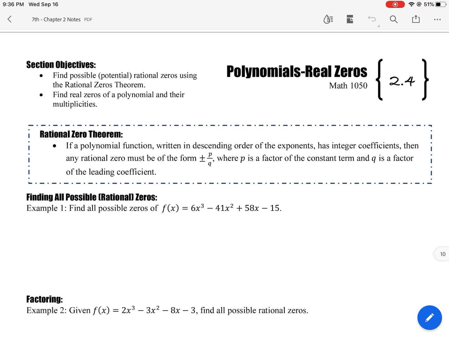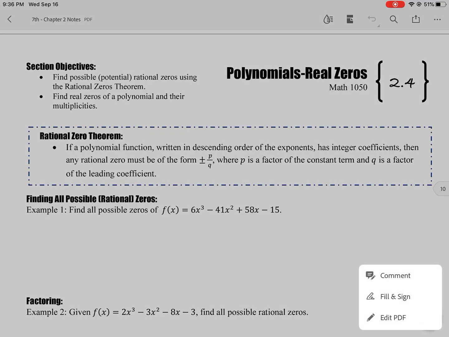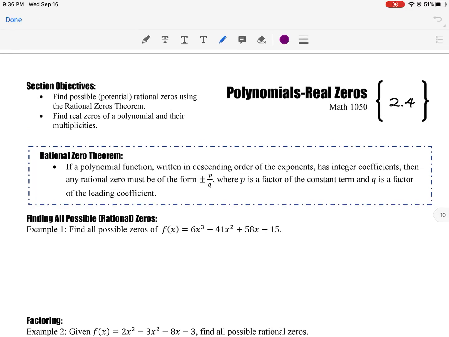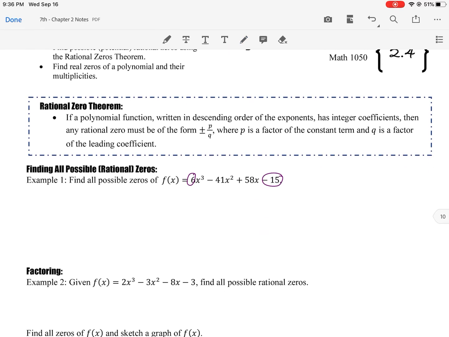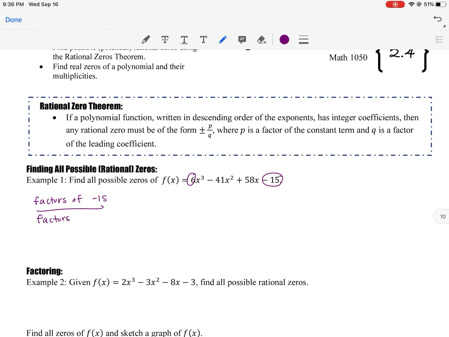So if we look at example 1, we're finding all the possible zeros of this polynomial. Our leading term is the first 6x cubed, so the 6, and our constant is the negative 15. In this case, the constant comes on top. So you're saying, what are your factors of negative 15, and we're going to divide that by your factors of 6.